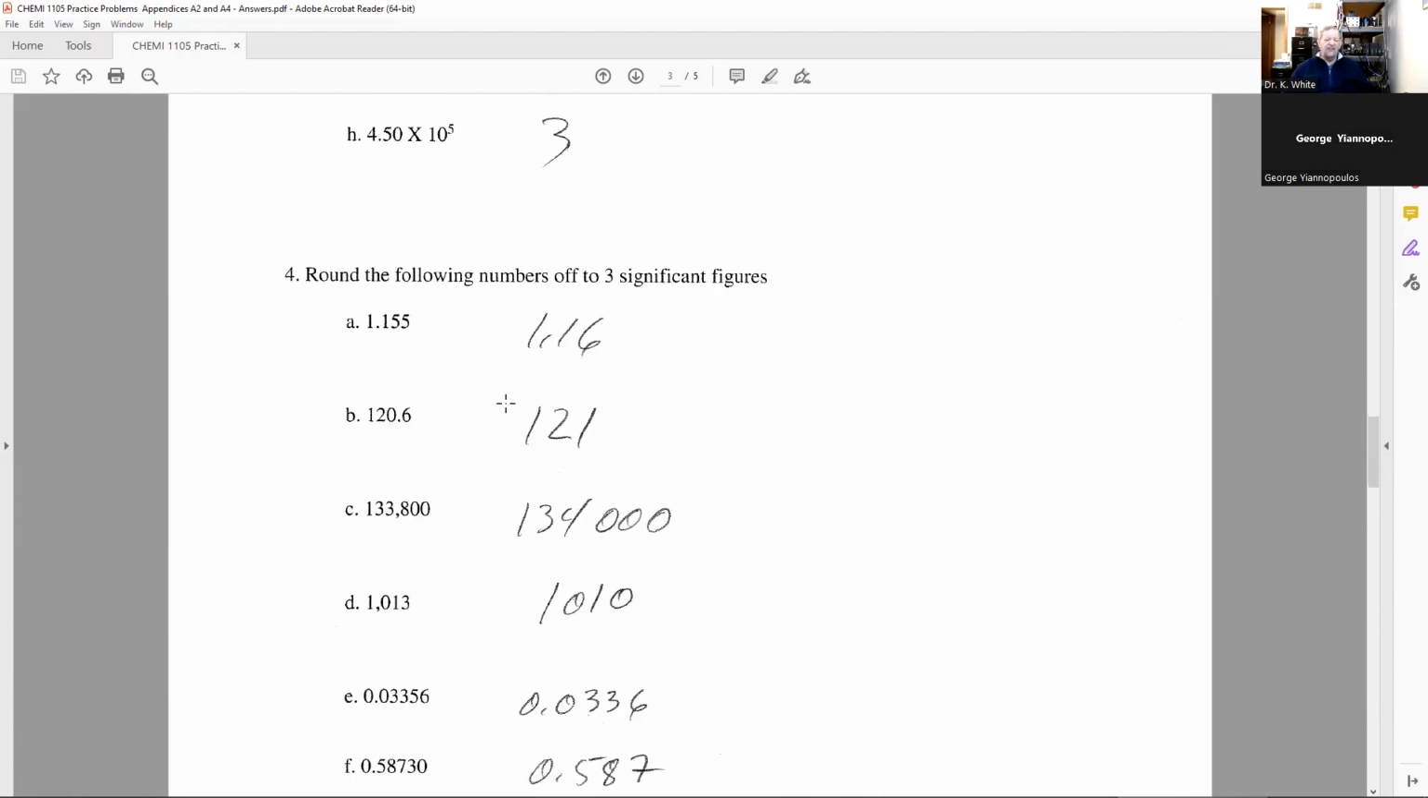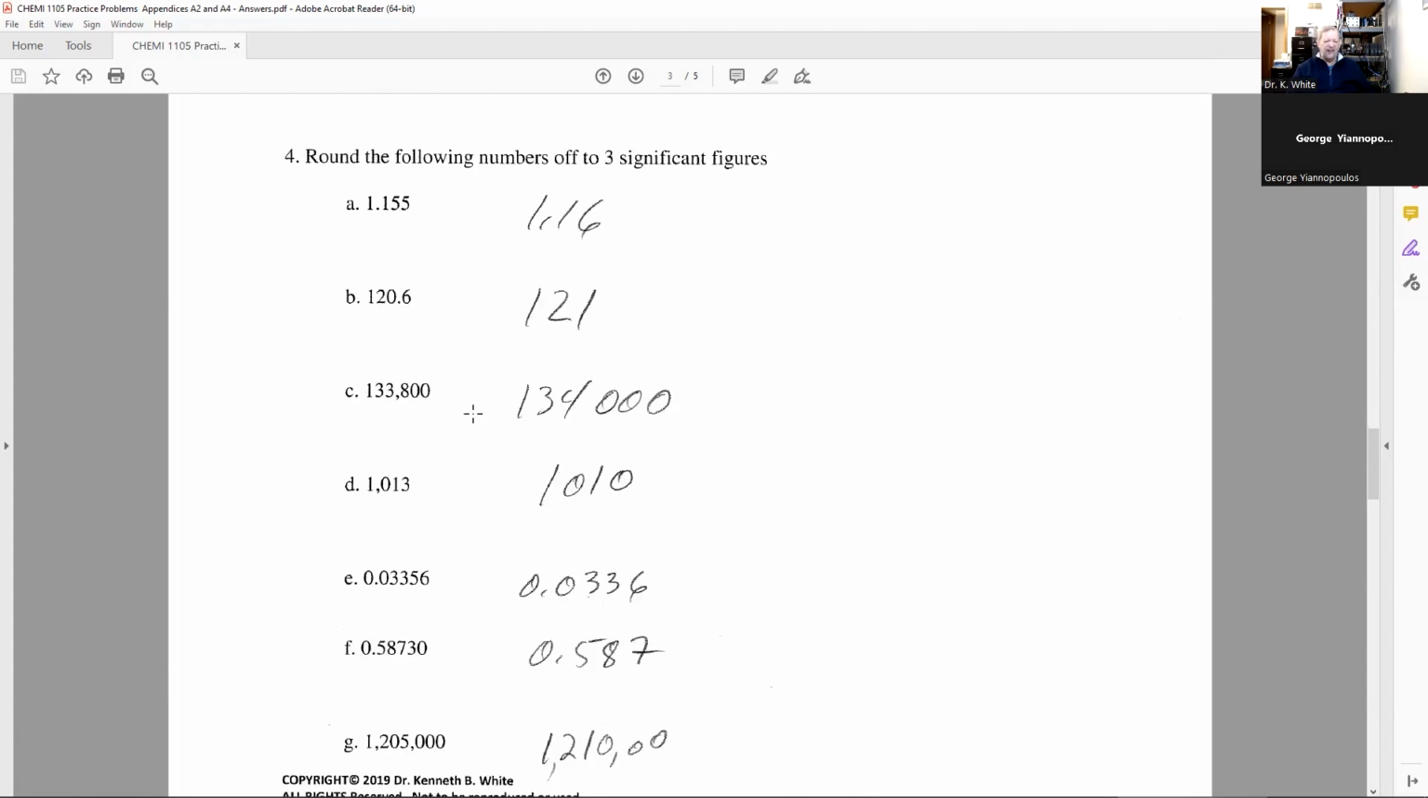Now, on this one, I've made a mistake. I should have eliminated some of these. Let's look at A. Round off the numbers to 3 significant figures. You find the significant figures you want to keep, 3 of them in this case. 1, 1, 5. Then the next one you use to round off. If that's 4 or less, you drop it. If it's 5 or more, you drop it, and the one in front you increase.